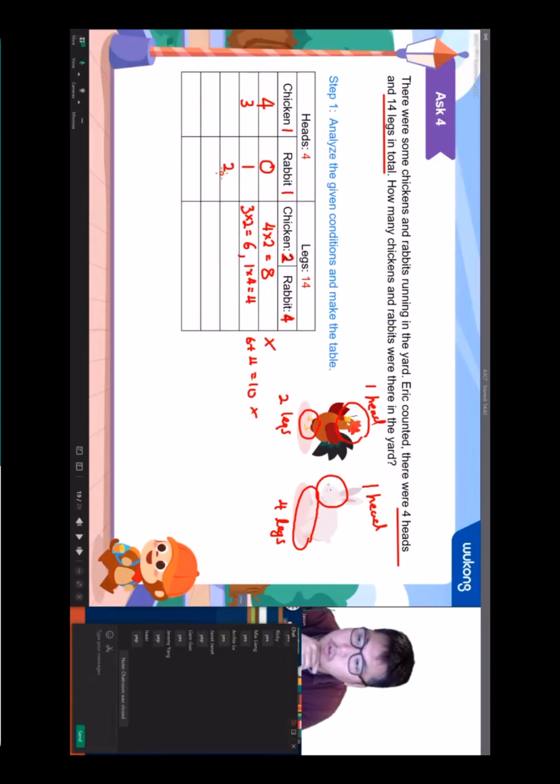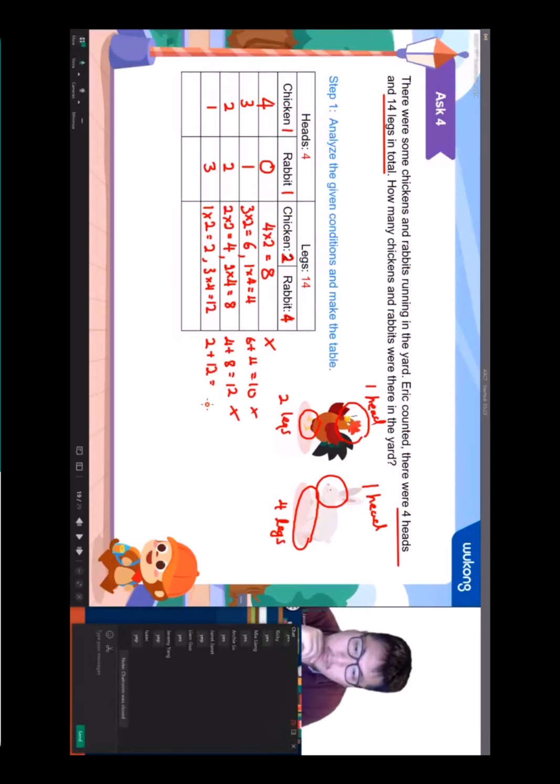All right. And now we go to 2 rabbits and then 2 chickens. So 2 times 2 chickens equals 4. And 2 times 4 legs for rabbit equals 8. So 4 plus 8 equals 12. That doesn't work as well. All right, so now rabbit 3 and chicken 1. So 1 times 2 equals 2. And now, what is it? 3 rabbits times 4 equals 12. So now 2 plus 12 equals 14.